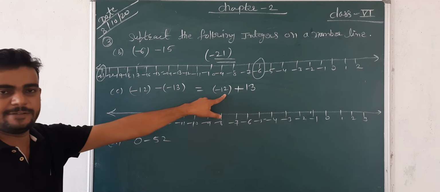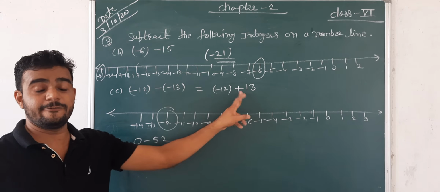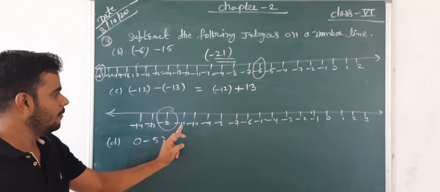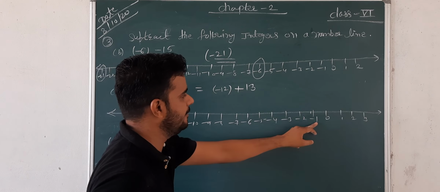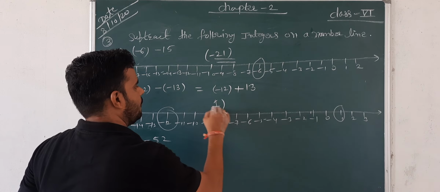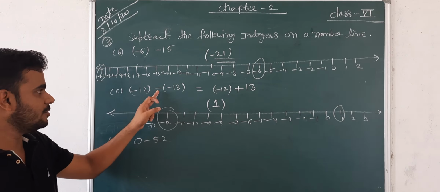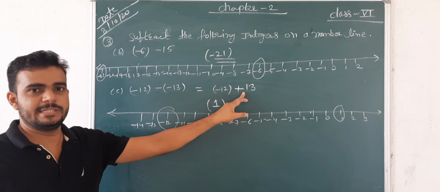So the first number is negative 12. So we are here on negative 12. The second number symbol is positive. When the positive symbol is there, then we will move to the right-hand side. How much? 13. 1, 2, 3, 4, 5, 6, 7, 8, 9, 10, 11, 12 and 13. So our answer is 1. What is the answer? The answer is 1. Just see here, in this question there are two negative symbols. So negative is always positive.